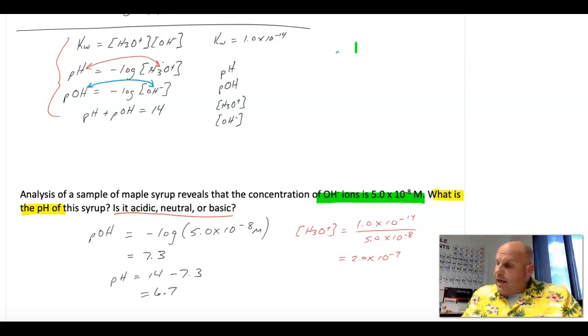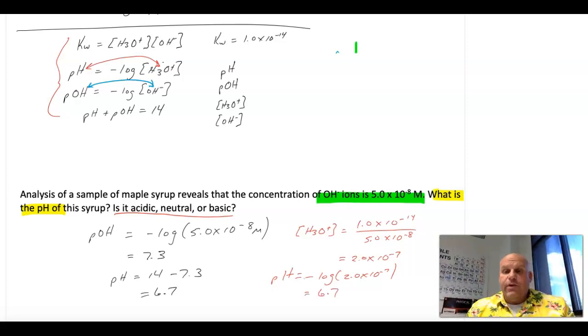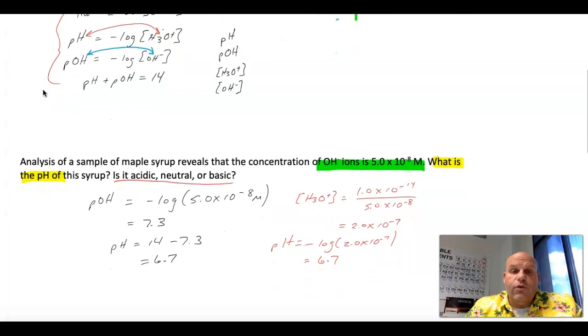So we would get an H3O+ concentration of 2.0 times 10 to the negative 7th, and when I take the negative log of that value, again, now that's the H3O+, so now I am getting the pH, and I would get a pH value of the same 6.7. Okay, so you can see we can go in either direction and get there, and I'm going to show you that again in a second here with a little table that we need to be able to complete. But before I get to that, let's talk about this idea of acidic, neutral, or basic.